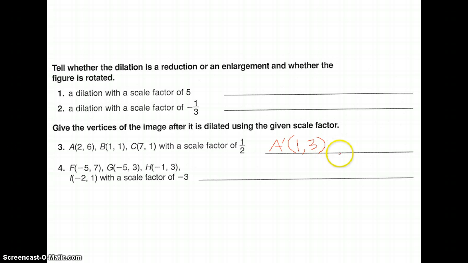You can continue on and finish questions 1 and 2. You can wrap up the rest of these points with B prime, C prime, and go ahead and try number 4 as well.